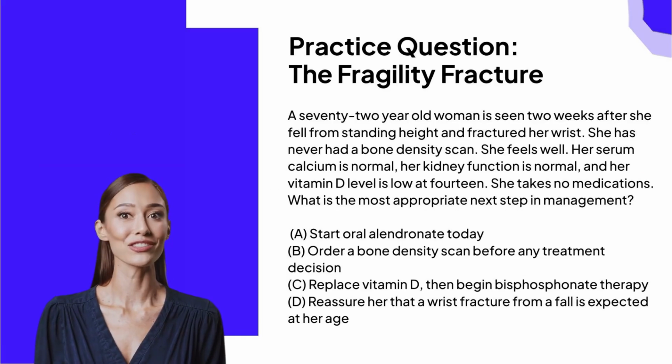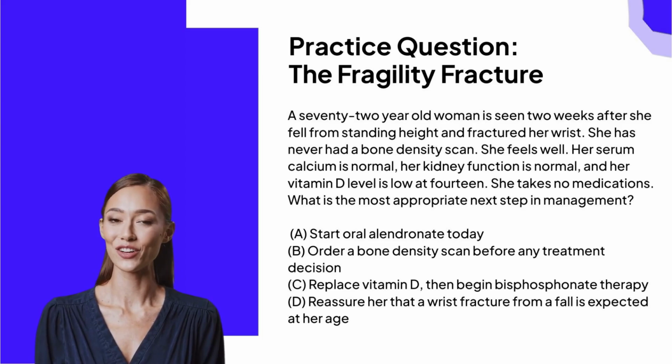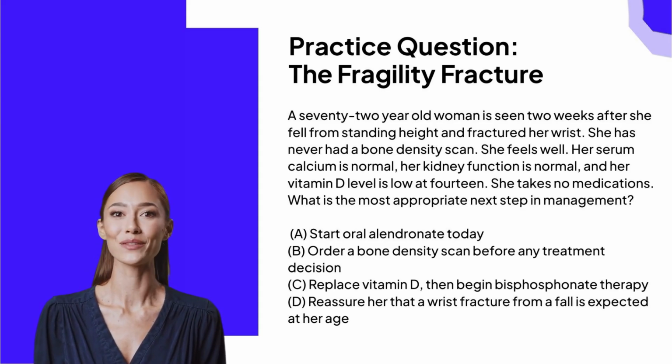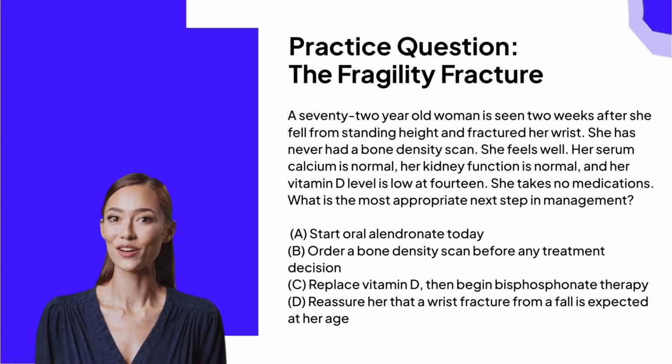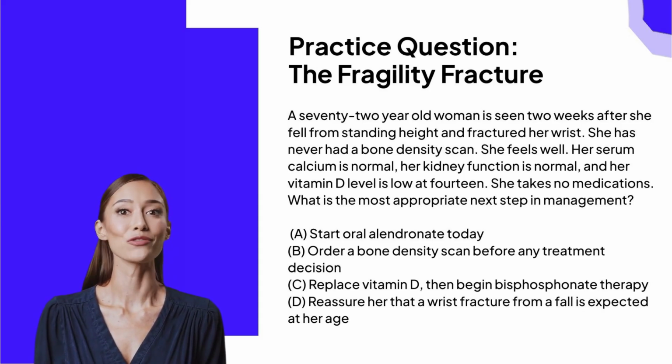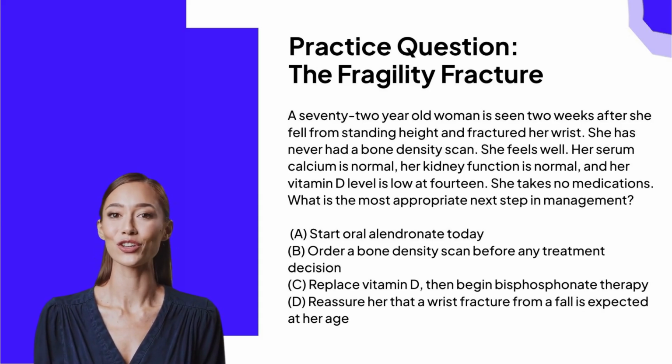Second practice question, testing sequencing. A 72-year-old woman is seen 2 weeks after she fell from standing height and fractured her wrist. She's never had a bone density scan and feels well. Calcium and kidney function are normal, vitamin D is low at 14, and she takes no medications. 2 clues are planted here, not 1, and the right answer respects both. Find them, choose your answer.